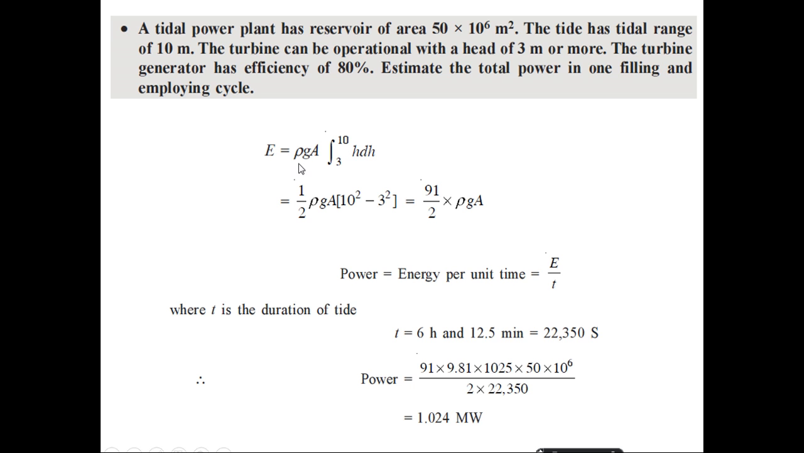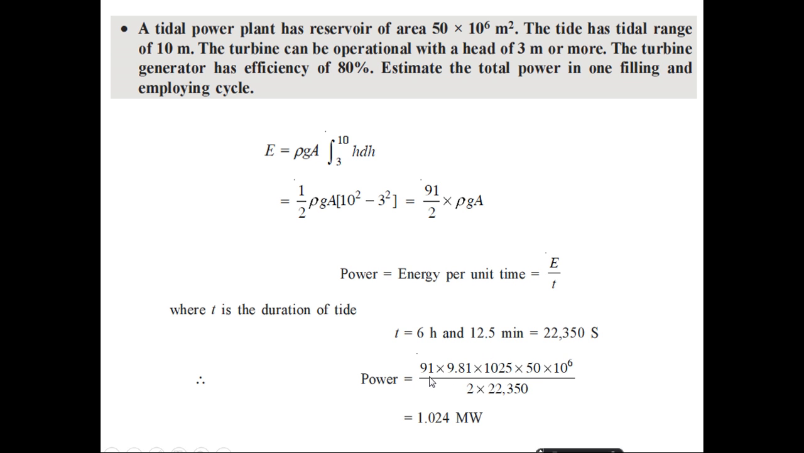So if you have the equation of A, that is rho A g integrated from the lowest head, 3 meters, to the highest, 10 meters, with respect to h dh, we have half rho g A times 10 squared minus 3 squared, where this is the highest height and this is the lowest height, which equals 91 by 2 rho g A. Now power equals energy per unit time, so it is E by T. We are considering roughly 6 hours and 12.5 minutes, that is 22,350 seconds, because we need to consider one filling period. 24 hours and 50 minutes divided by 4 gives 6 hours and 12.5 minutes.